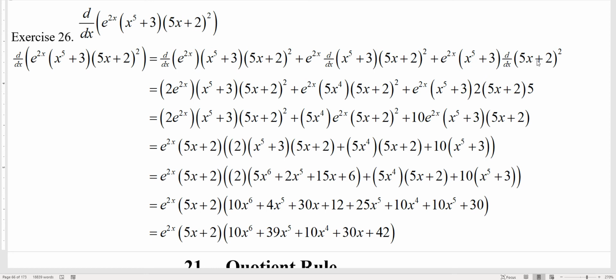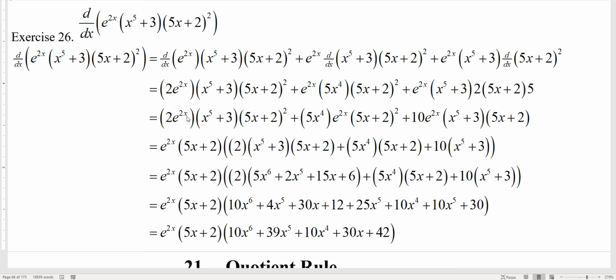And then here I'm doing a substitution, say v equals 5x plus 2 to the second. So this is 2v times the derivative of v. The derivative of 5x plus 2 is 5. So 5 times 2 is 10, so I just move that to the front, put the 5x to the 4th in the front of this one, and left the rest alone.